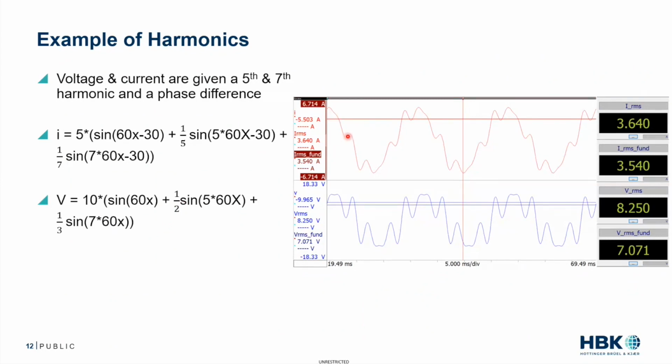And we look at the waveform, and my current is quite distorted. My voltage is quite distorted. But these are pretty realistic signals that we might see in a dirty system. And we look at the RMS value. We get 3.64 for current and 8.25 for voltage. This is that RMS calculation. Now, if we were to take the RMS of just the fundamental value, we get 3.54 and 7.07 again. Same values we had last time.